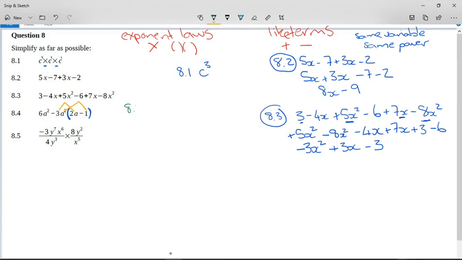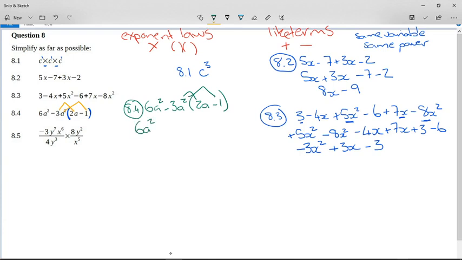If we look at 8.4, remember we always start out by writing the expression 6a squared minus 3a squared bracket 2a minus 1. So your job is always to realize that if a number or a variable is touching a bracket, we must follow the distributive property, where everything outside the bracket multiplies everything inside the bracket, and we must always pay attention to the sign, the coefficient, and the variable.